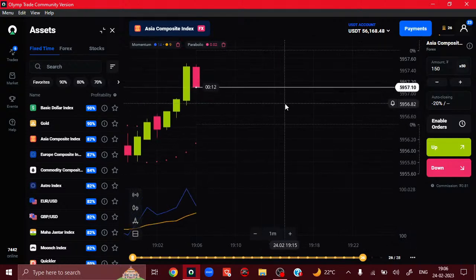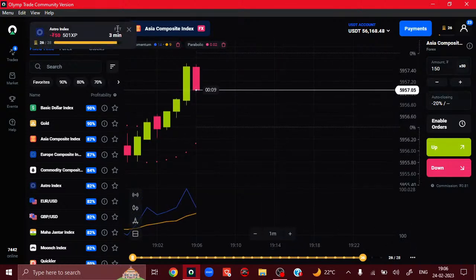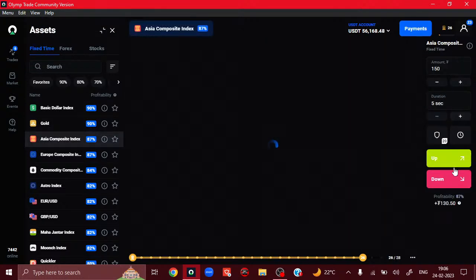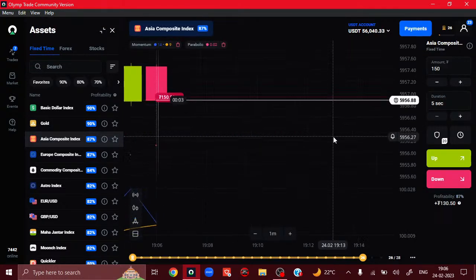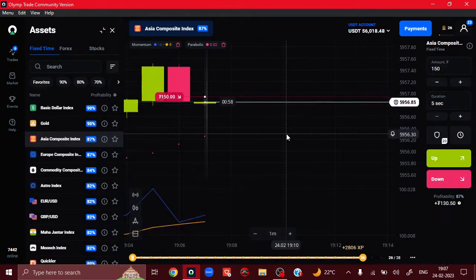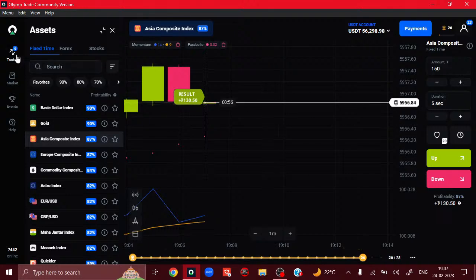Here we can see that one candle. Here we can enter into a quick trade in Asia Composite Index, guys. One quick trade in the downward direction. So we won this one. We made the recovery for 100. Now the overall situation is profitable.